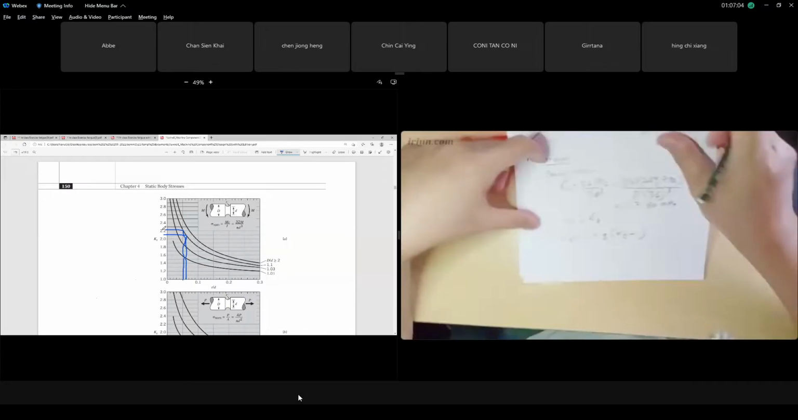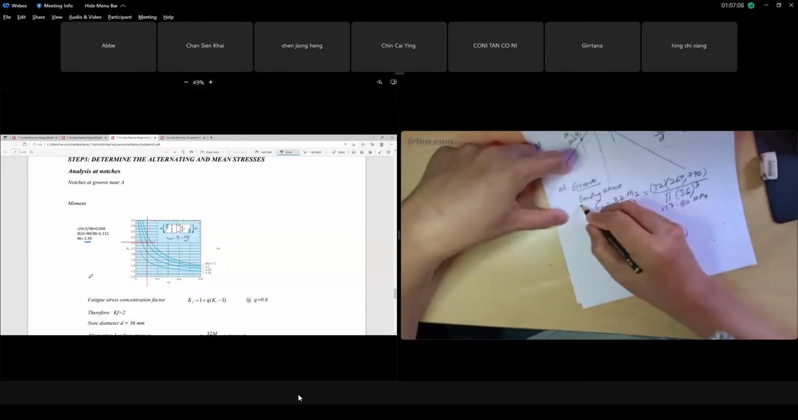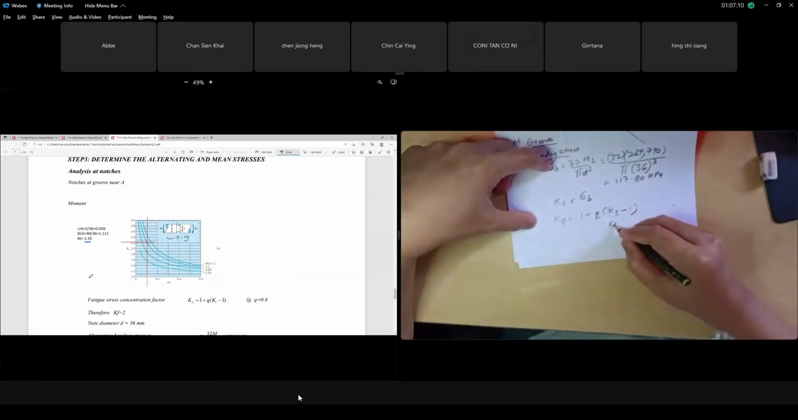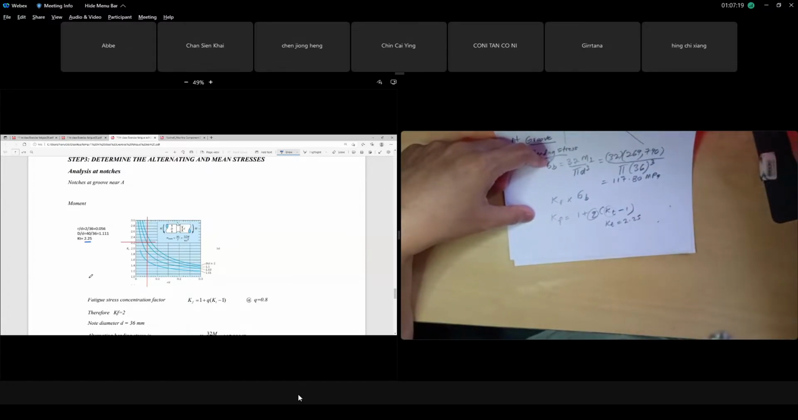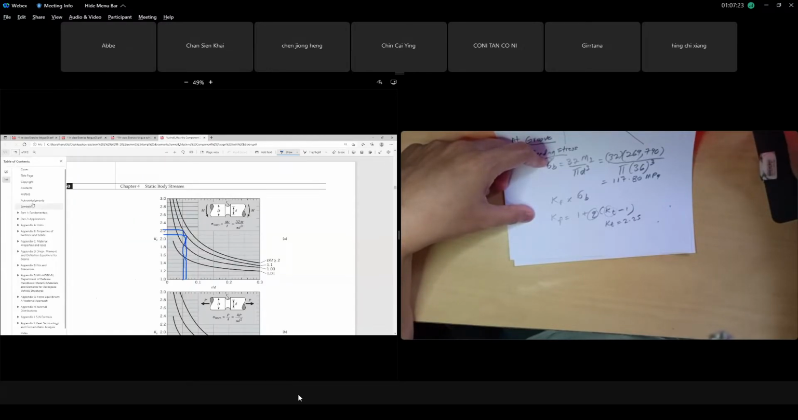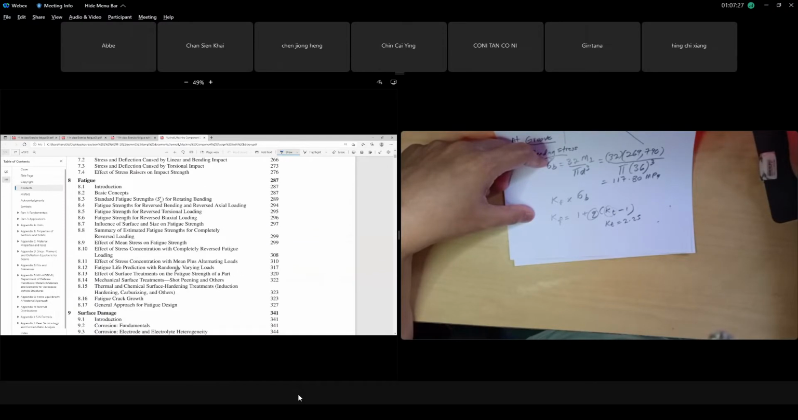Okay, so it means we got KT for bending. We go for groove bending. KT for bending is 2.25. So we put minus 1. What is Q? Q is notch sensitivity. For Q, guys, it is in your chapter 8 again. Take note about this. Chapter 8 is about your notch sensitivity.